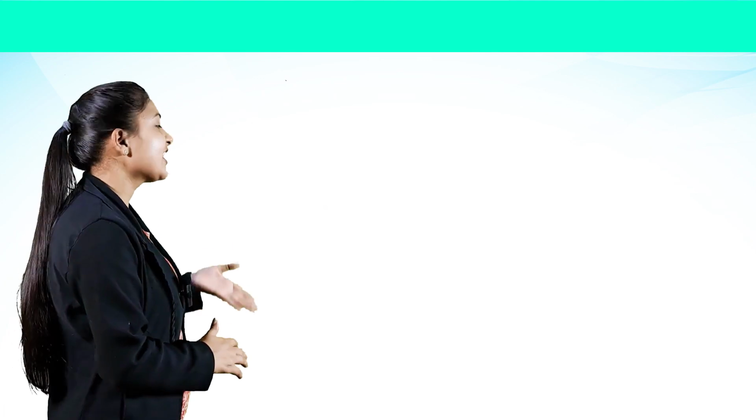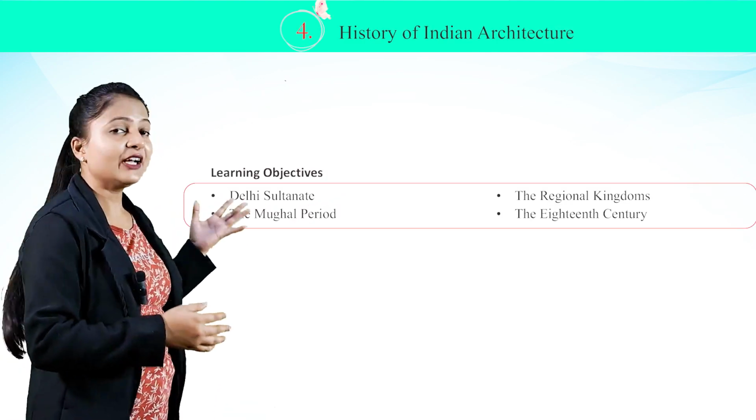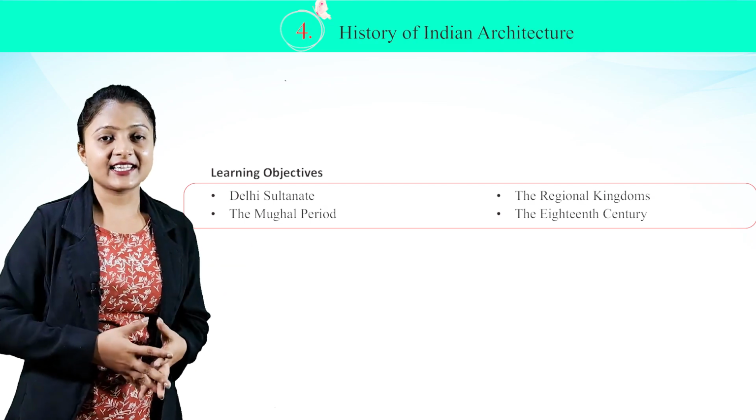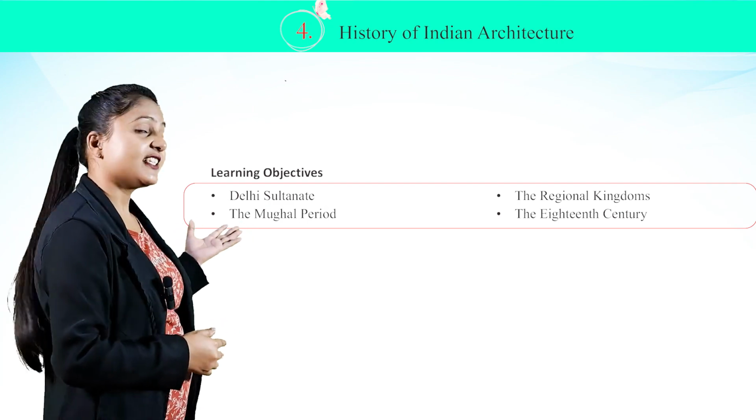Hello class 7 students, welcome to the history class and today we are going to start chapter 4, History of Indian Architecture. Learning objectives: Delhi Sultanate, the Mughal period, the regional kingdoms, the 18th century.